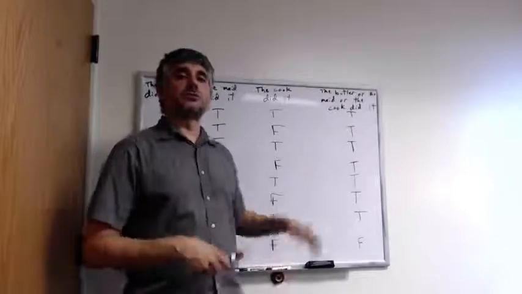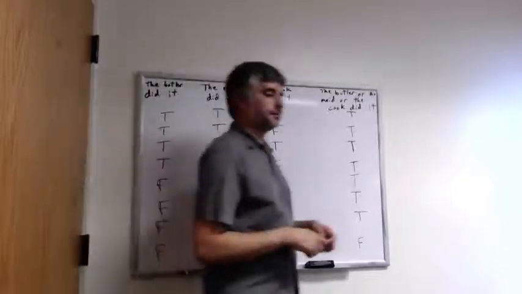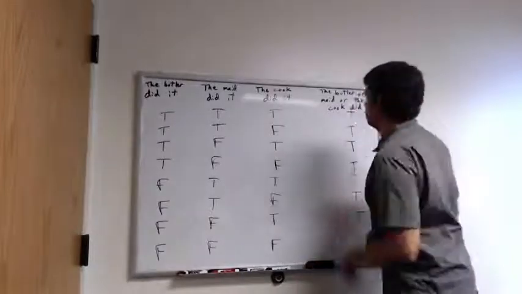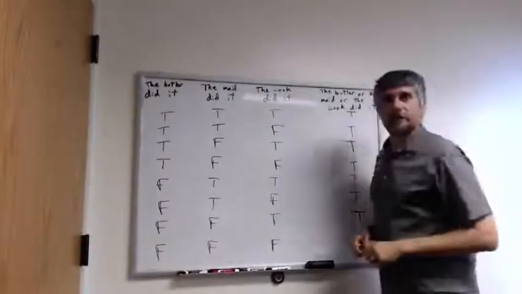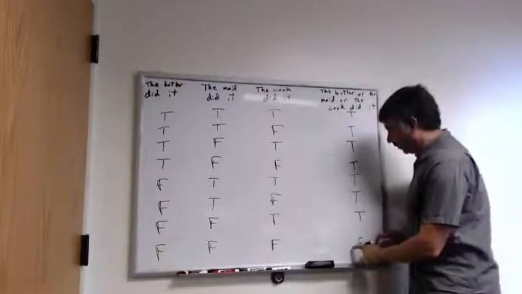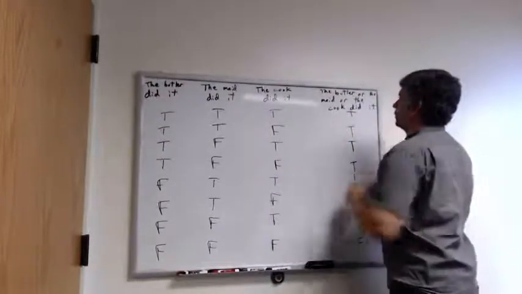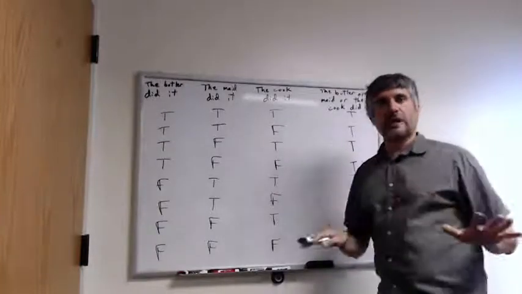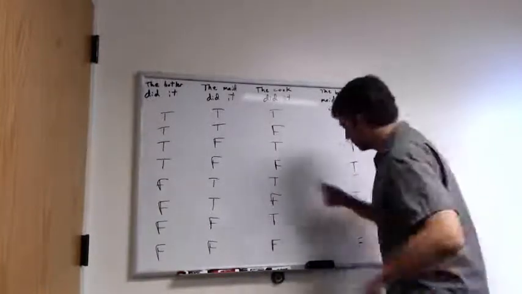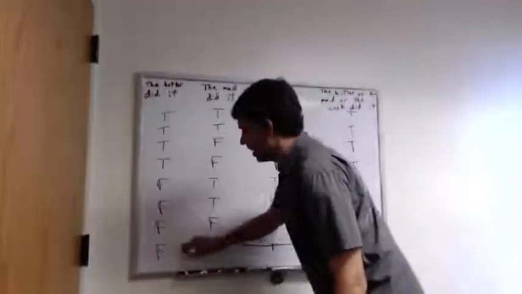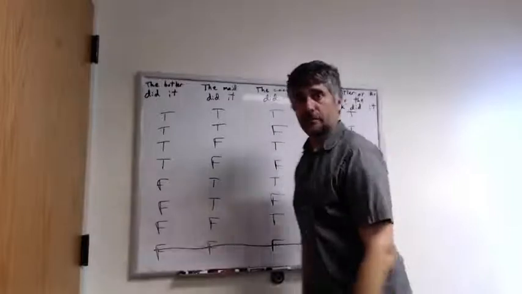Well, let's use the truth table to figure this out. Premise 1 tells you that the butler or the maid or the cook did it. So the situation in which it's false that the butler or the maid or the cook did it, that situation is ruled out by premise 1. So premise 1 tells you that that situation is not the actual situation.